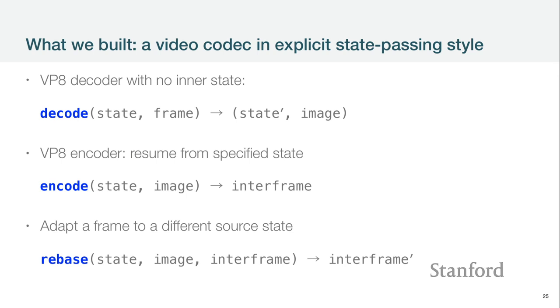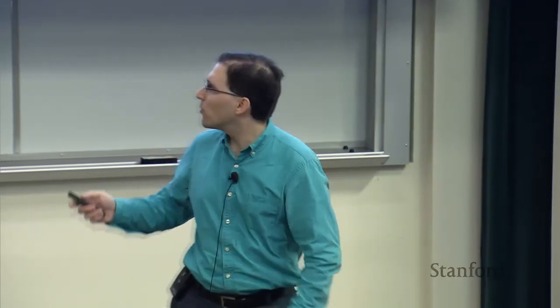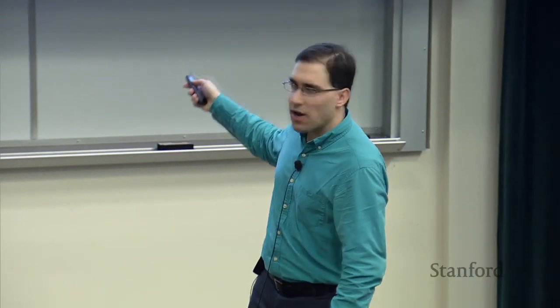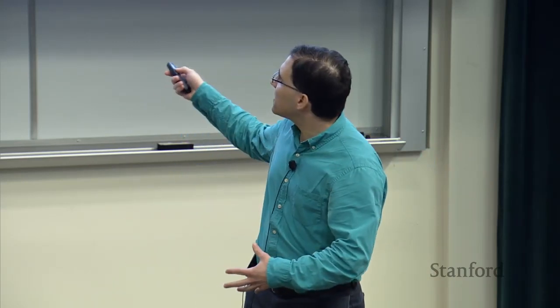And finally, we implemented a transform that modifies compressed frames into a different version of the same compressed frame. We call this rebase. So it takes an interframe that was intended for one state, and it modifies it to be applicable to a slightly different state, still targeting the same image off the camera.